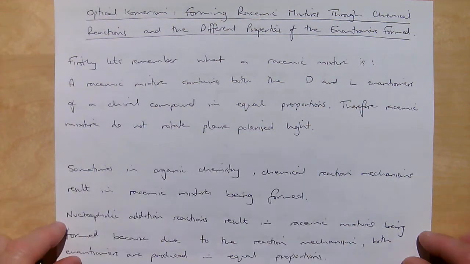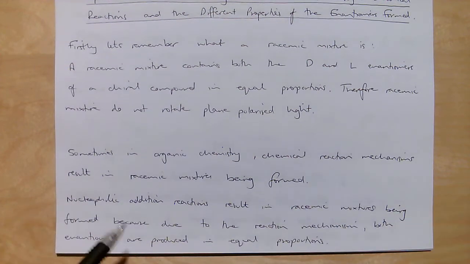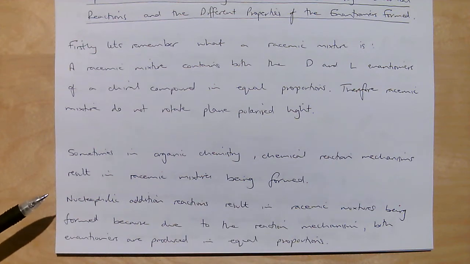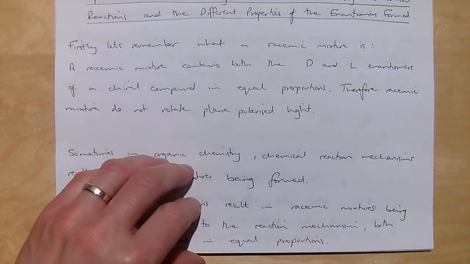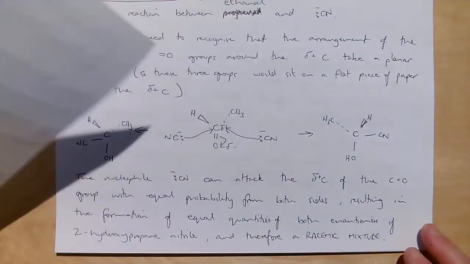Sometimes in organic chemistry, chemical reaction mechanisms result in racemic mixtures being formed. An example of that is nucleophilic addition. Nucleophilic addition reactions result in racemic mixtures being formed because, due to the reaction mechanism, both enantiomers are produced in equal proportions. So let's look at this in a little bit more detail.